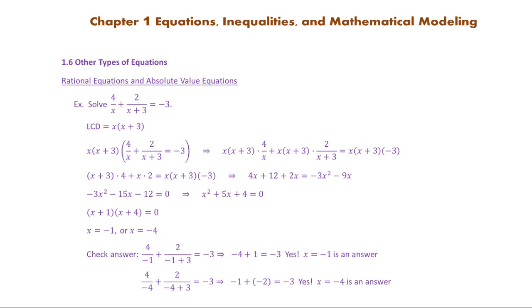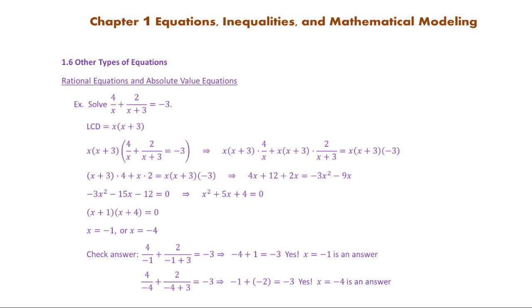So let's just check one by one. Let's check negative 1 for x in the original equation. Plug in negative 1 for x in the original equation, we get 4 over negative 1 plus 2 over negative 1 plus 3. 4 over negative 1, you get just negative 4. Negative 1 plus 3 is positive 2. 2 over 2 is just 1. So we got negative 4 plus 1 equal to negative 3. And that's correct. So that means x equal to negative 1 is indeed a solution.